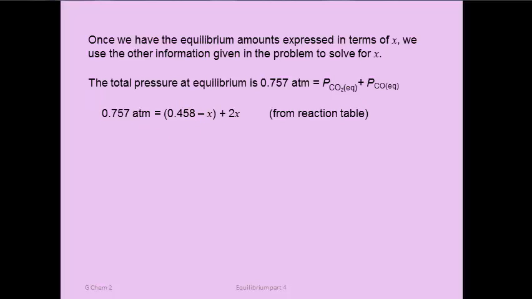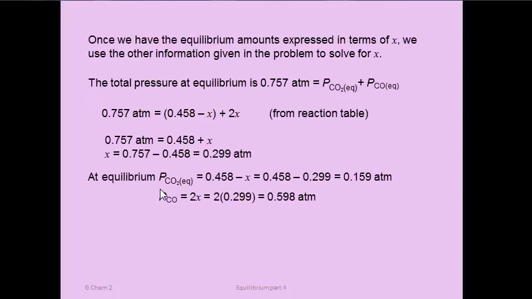Just plug and chug, you can actually solve for x and get that x is 0.29 atmospheres. And then you can go back into your equilibrium expression and plug in what you know now and solve and see, oh, the equilibrium K in terms of pressure is 2.25. So there's another application, and it also points out the importance of stoichiometry.